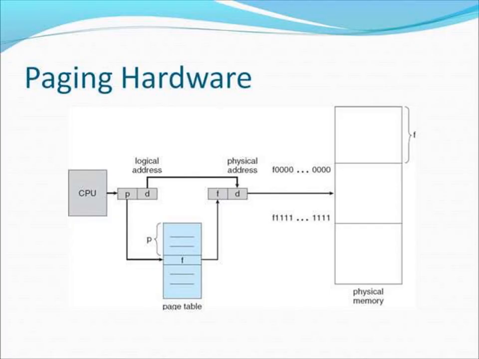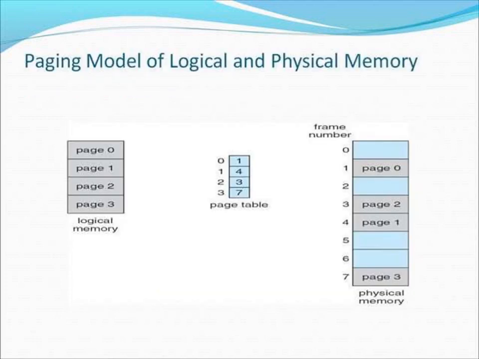For example, suppose the logical address space is 16 KB and the page size is 1 KB. So the number of pages you can divide into is 16. If a process needs 5 KB, it will use 5 pages. So that may be loaded into any 5 free frames in the RAM.